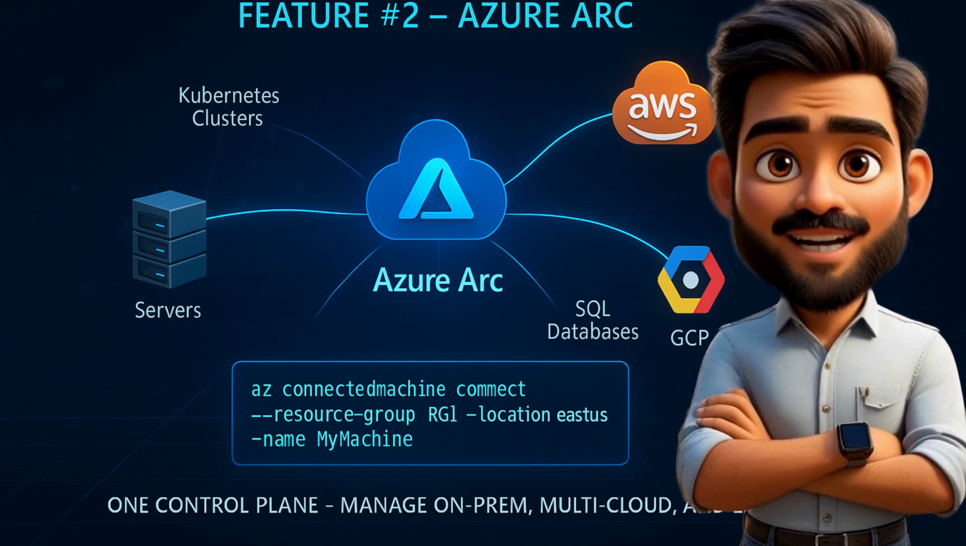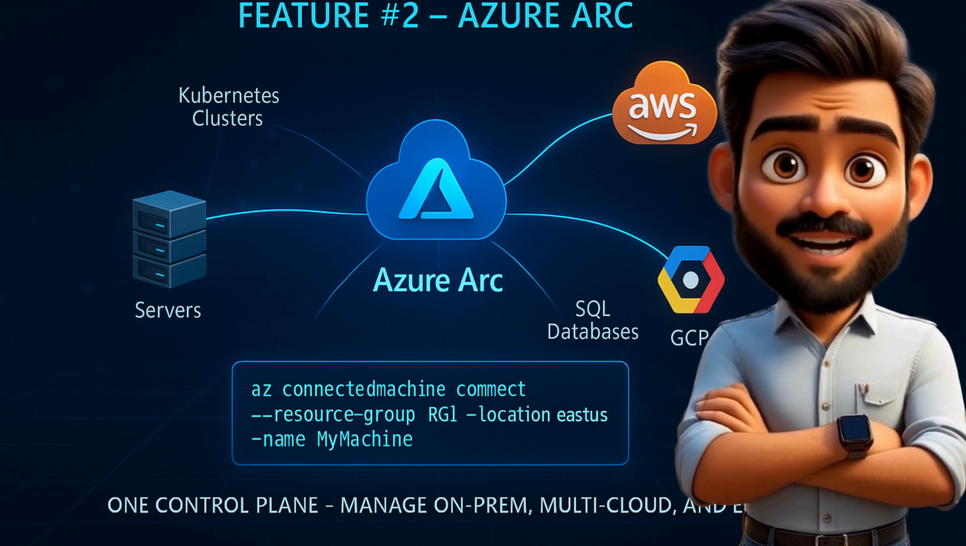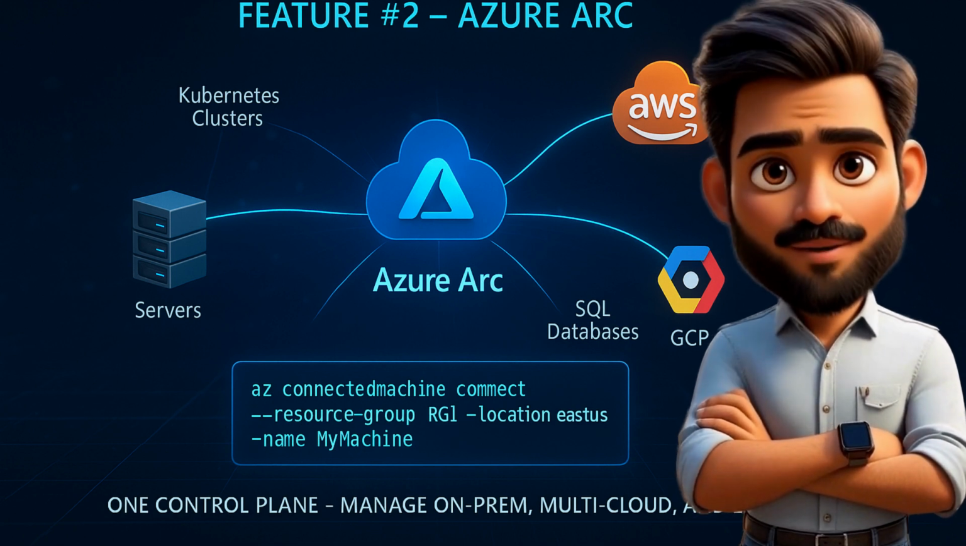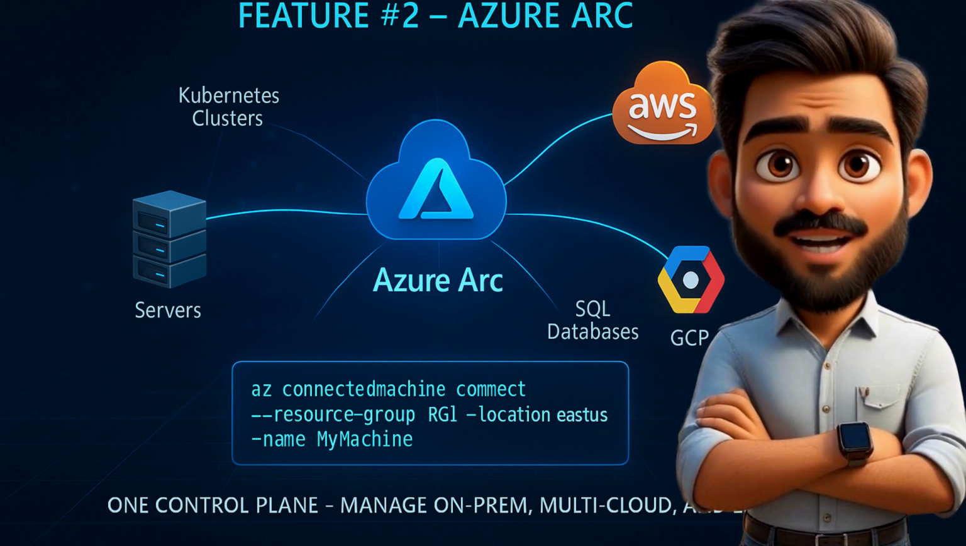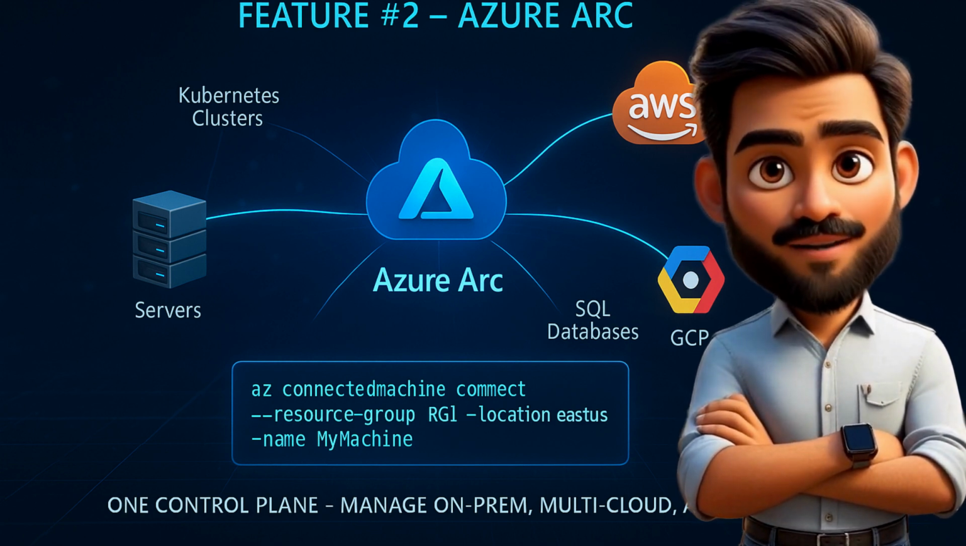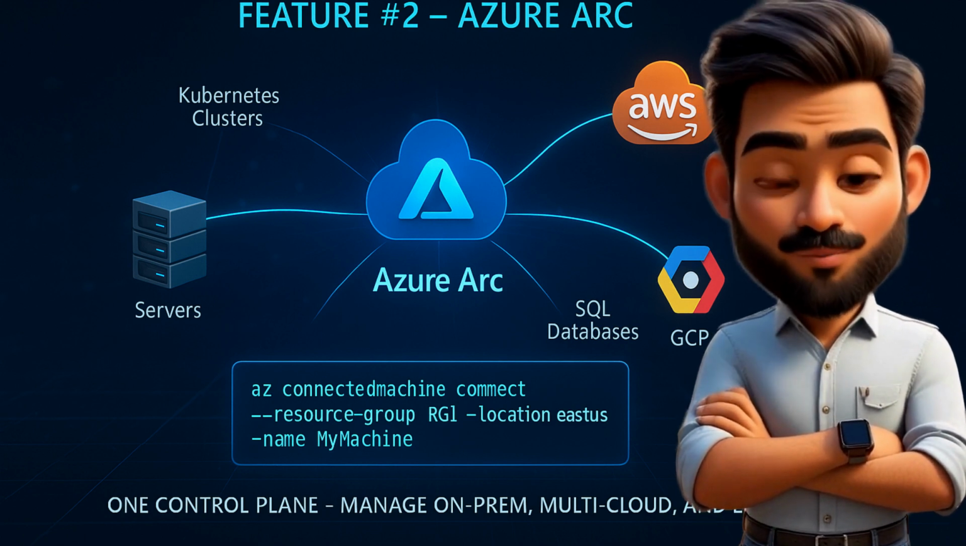Use commands like az connectedmachine connect --resource-group rg1 --location eastus --name mymachine. This gives you tagging, monitoring, and policy enforcement everywhere. In a hybrid environment with 50 servers, that's hours saved per week.